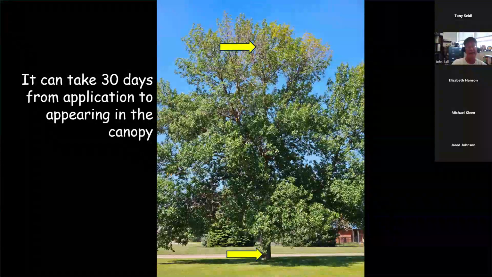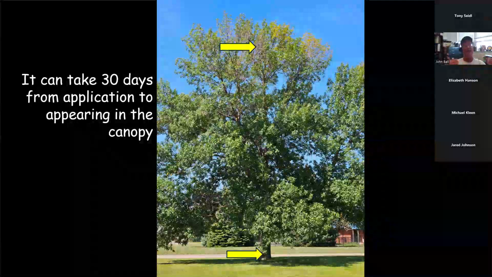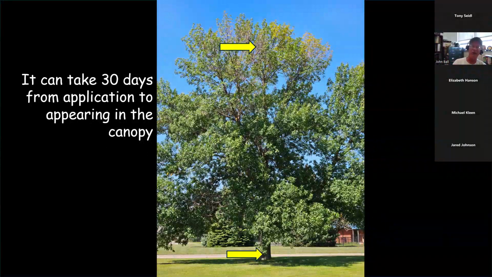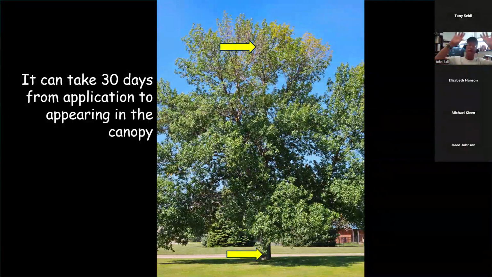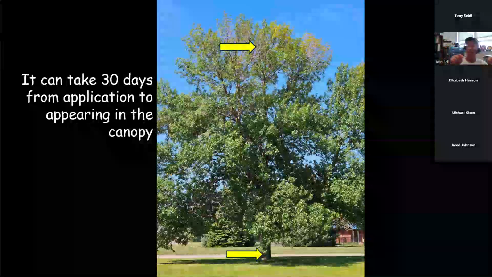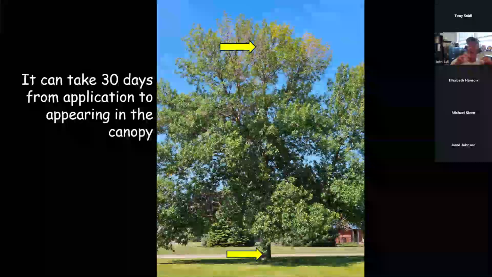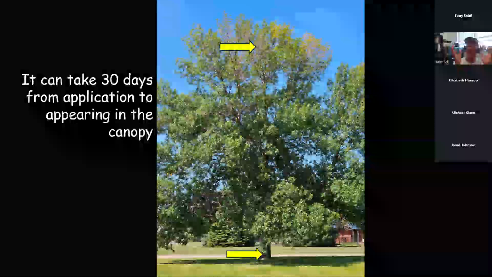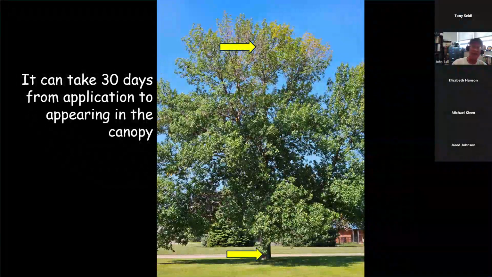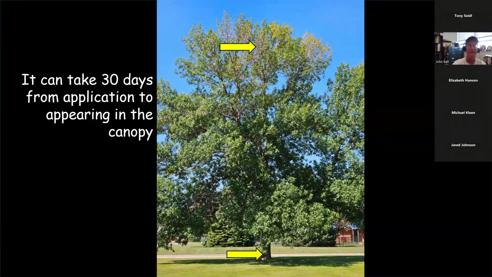And it can take 30 days from application to appearing in the crown. Now, it can be quicker. I'm not saying it's always 30. But if you use that as the, okay, we're going to get complete distribution within 30 days of my application, you're doing a very conservative estimate. And by the way, the next year the chemical is already there being sequestered and then will be released. So you don't have to have that 30-day window. When the leaves are opening, the chemical's going to start moving out to them right away.